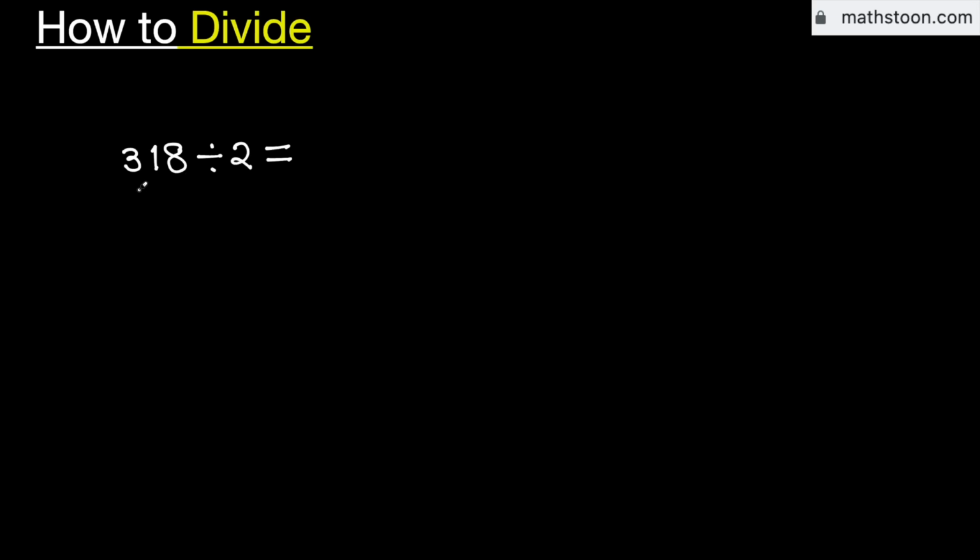Let's learn how to divide the number 318 by 2 using the long division method. 2 times 1 is equal to 2. Subtract, we get 1. Now this 1 is less than 2, so we will bring down this adjacent 1 here.